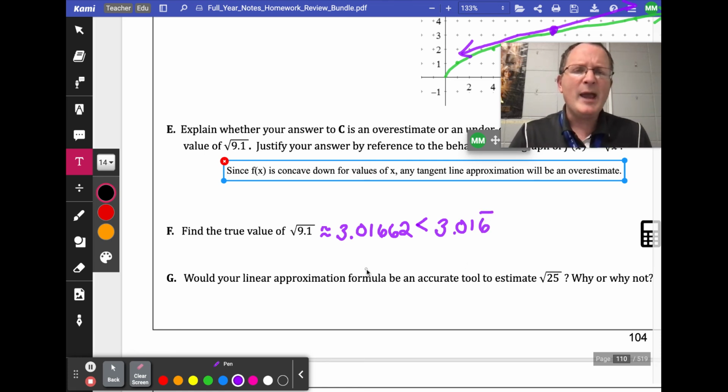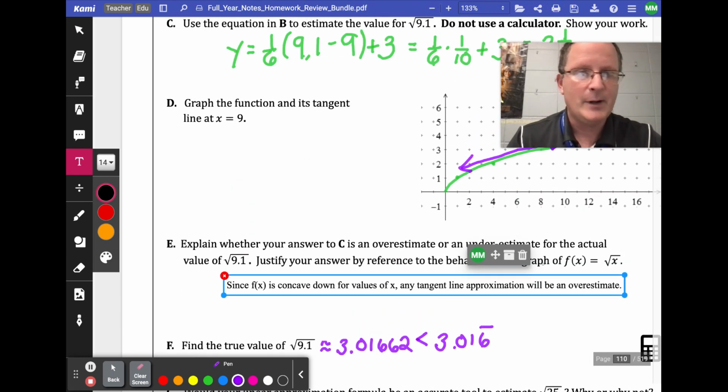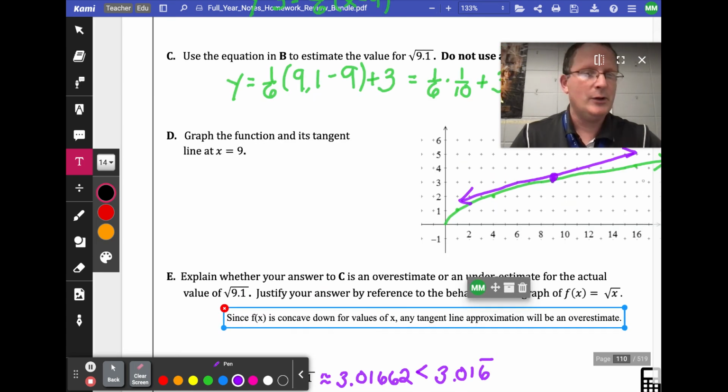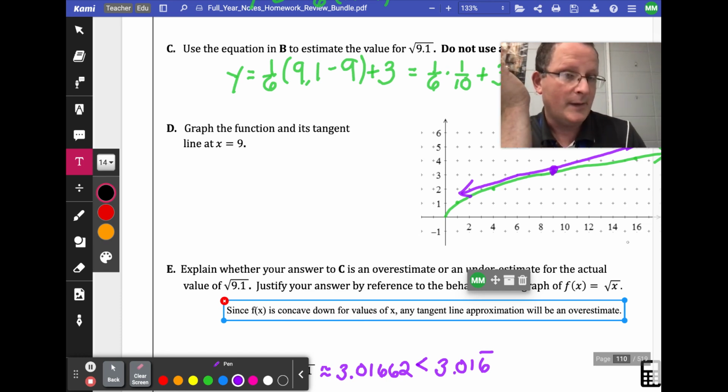All right. And then it says, okay, would a linear approximation formula be accurate if you do the square root of 25? Well, why or why not? Well, if we actually did it, the square root of 25 is 5, right? But if I used my approximation right here and tried to do 25 instead, watch what happens. So I've got 1/6, and then instead of 9.1, 25 minus 9. So I'm still traveling along that line. Now, you know the answer is 5, right? Oh, wow. That's not as close.